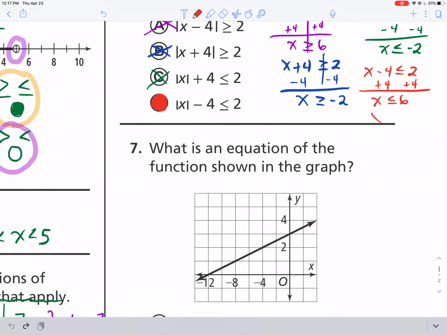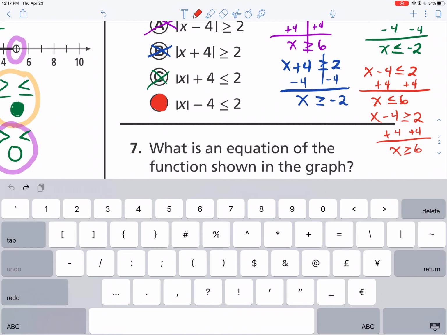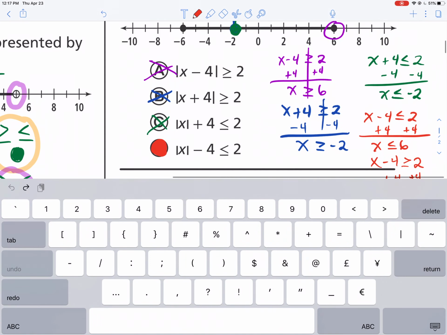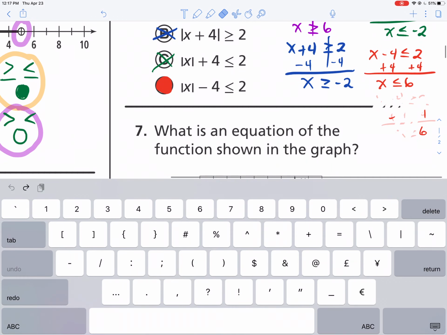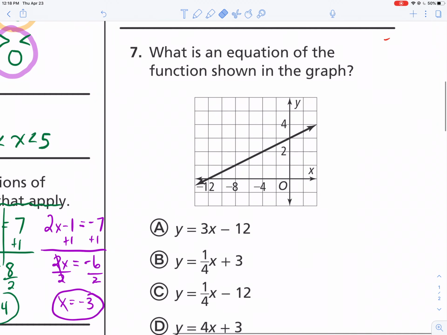So in this case, we're going to do x minus 4. We're going to switch our inequality, and we're going to say plus 4, plus 4. Then that would end up with our circle at positive 6. Okay. I apologize, we have some technical difficulties. Let me get rid of this. There we go. Still learning how to use the iPad.